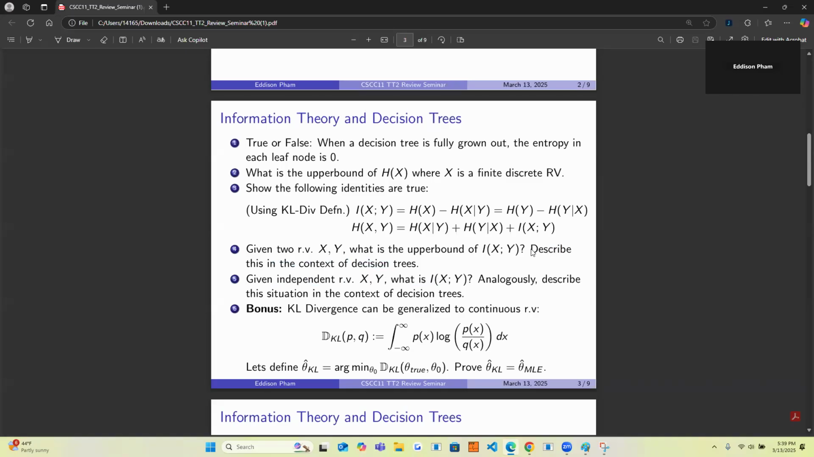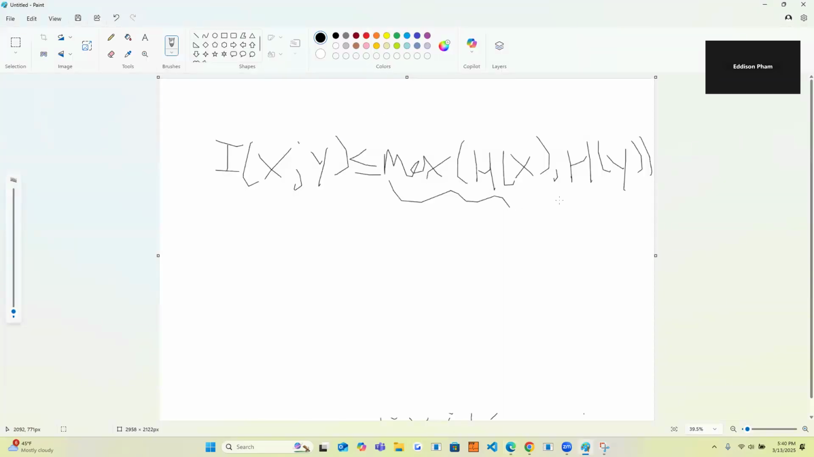Describe this in the context of decision trees. So remember, mutual information is basically the same as information gain. So in this case, we're maximizing our information gain. Can anyone describe to me what this is in the context of decision trees? Anybody? Just a guess. All right then. So child node is pure. Yes, that is correct.